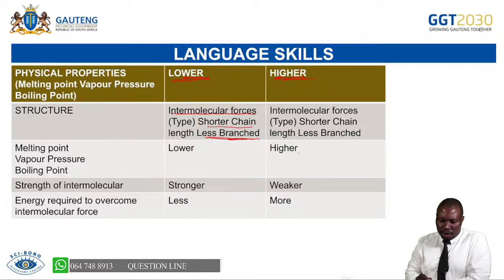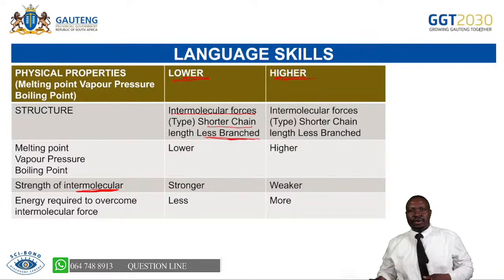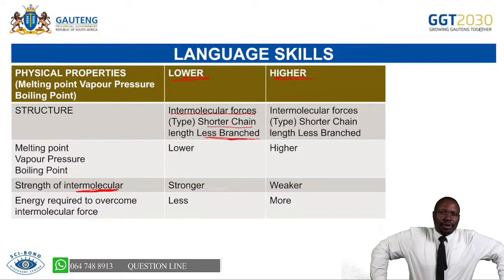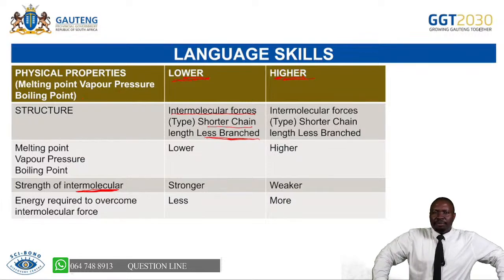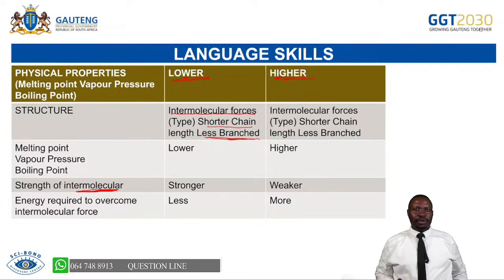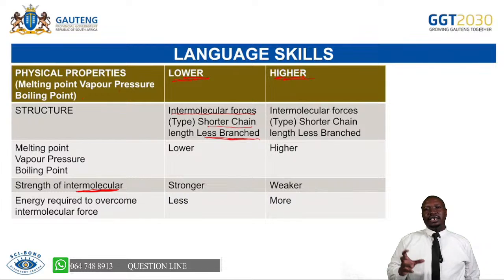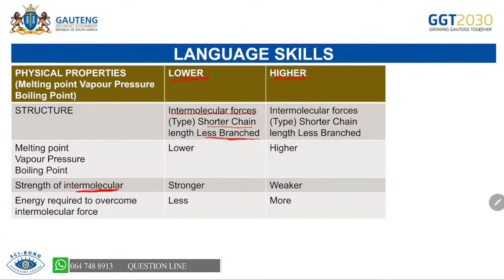When it comes to the strength of intermolecular force, there is no bigger intermolecular force, no higher intermolecular force, because bigger doesn't mean stronger. I think you have done magnets. You'll know that a bigger magnet doesn't necessarily mean that it has more strength than a smaller magnet. So it's important that you understand that the strength of intermolecular force is such that one will be stronger, the other one will be weaker. So when you talk about intermolecular force, there will be stronger and weaker intermolecular force.